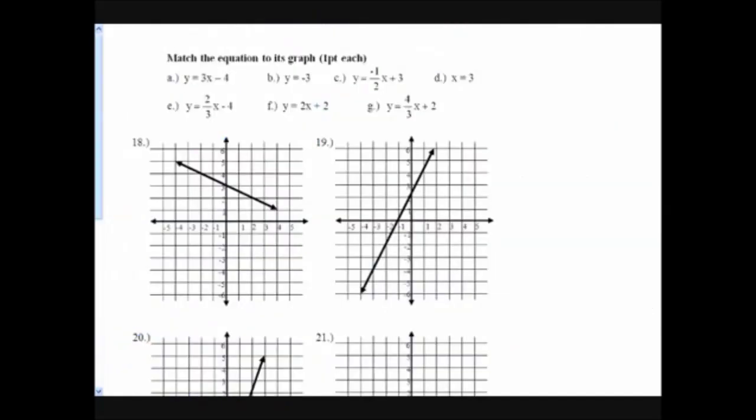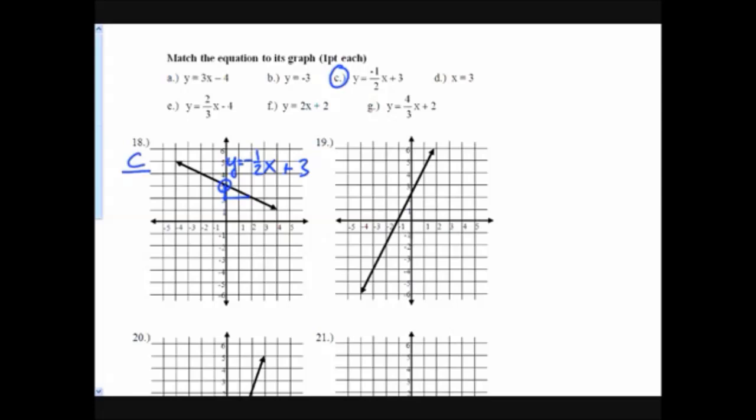For this page, we're just matching. We've got to match the graph with its equation. I'm going to start by looking at the graphs, and then we'll find the equation from there. In number 18, I've got a y-intercept of 3, so I know there's going to be a plus 3 at the end of this equation. Then I just have to count the slope. It looks like I go down 1 over 2, so that's a slope of negative 1/2. So I'm looking for y equals negative 1/2 x plus 3. And it looks like that's letter C. So number 18 is letter C.